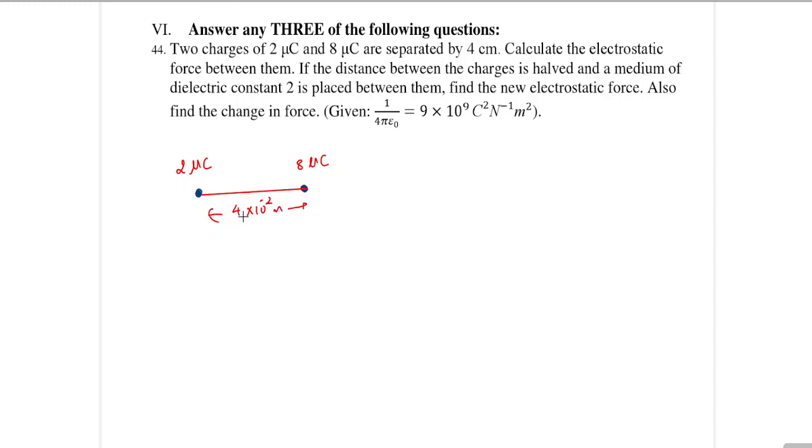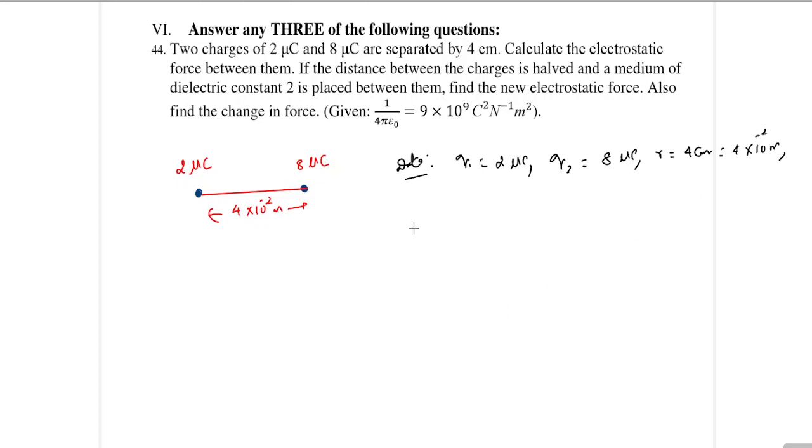While solving the answer, the first thing would be to write the data given. So start like this. Say Q1 is equal to 2 microcoulomb, and then Q2 is equal to 8 microcoulomb, and also the distance between them, if you call it R, that R is given as 4 centimeter, which is 4 into 10 power minus 2 meter.